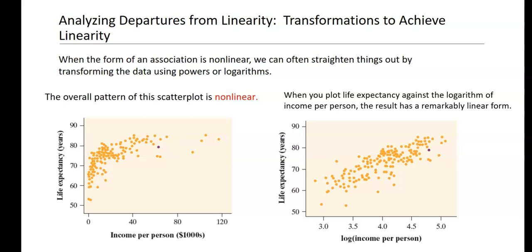We linearized the data. It looks somewhat straightish. I'd say that a linear fit would probably be a good fit for that one. So now the x value is not income, it's log of the income. The y value is just life expectancy in years.